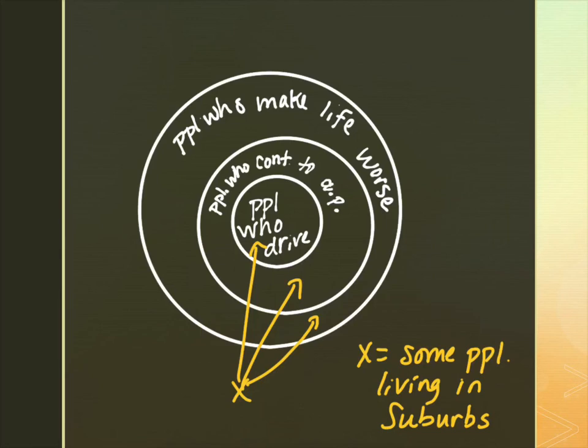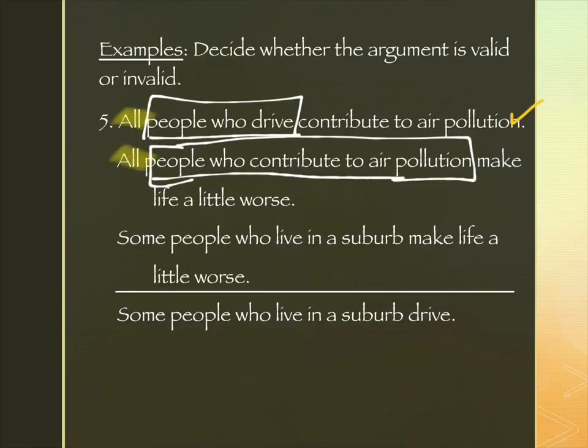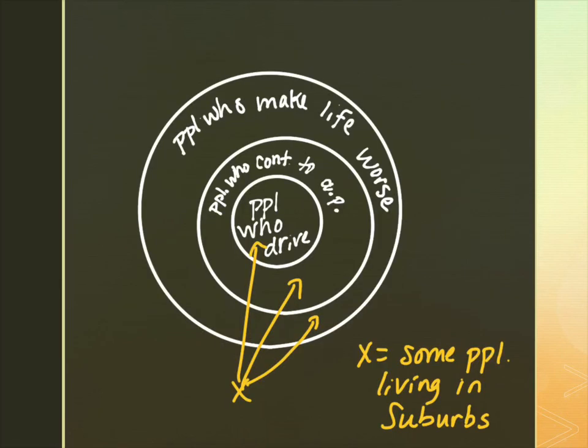Does that make sense? So let's take a look at the last statement then. The last statement says that some people who live in a suburb drive. Now, that may or may not be true. That's not the argument, right? The question is not whether it's a true statement. The question is whether you can make a valid claim based on the previous statements. Do I know for sure that the some people are in the drive category in the middle? I don't. I for sure know they lie in the people who make life a little worse area, but I don't know for sure that they're all the way inside of the drive circle. Could they be? Sure, they could be, but they don't have to be.